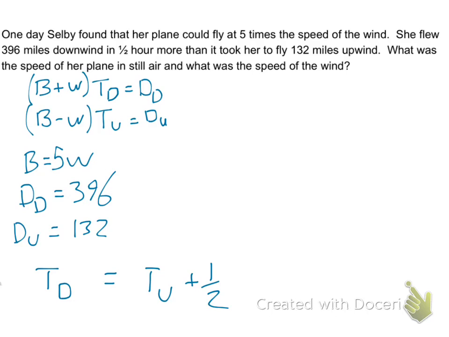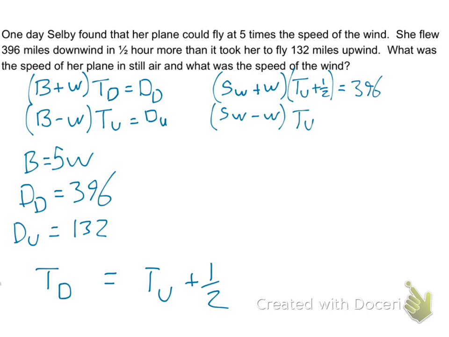So now you got to fill it all in, guys. B is equal to 5W. Okay. 5W plus W. TD is TU plus 1/2. Make sure to use parentheses on these things. And TD is 396. Is everybody okay with me substituting all the different pieces in? 5W minus W. Okay, that's easy enough. Time up. Oh, we're leaving time up. Time up equals 132.